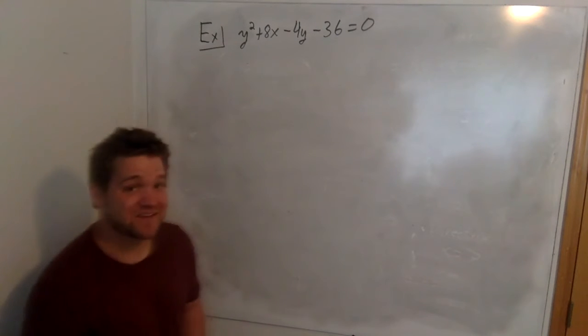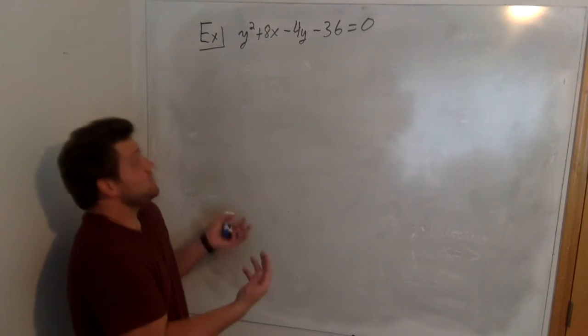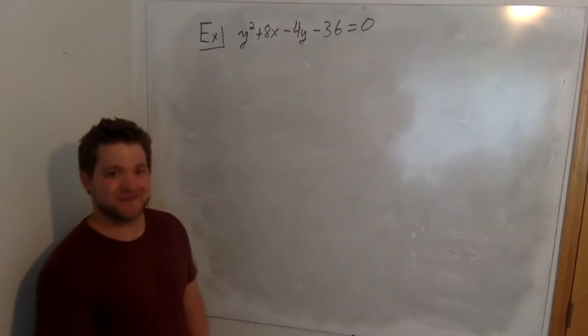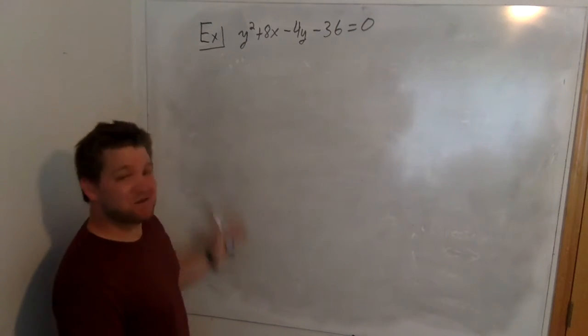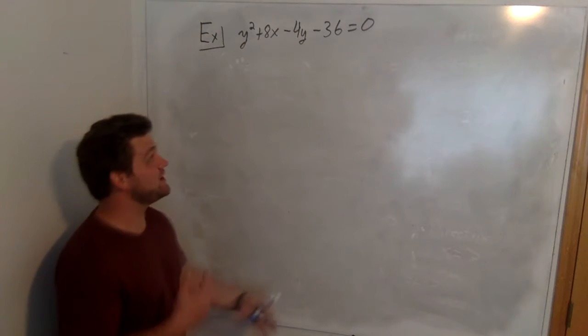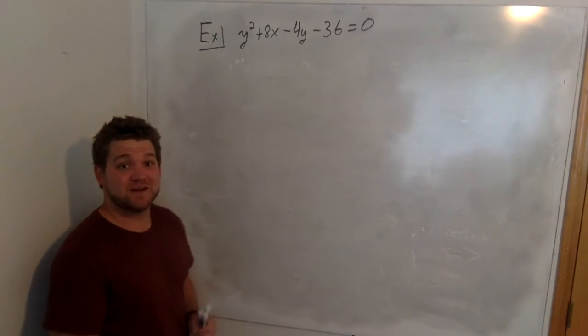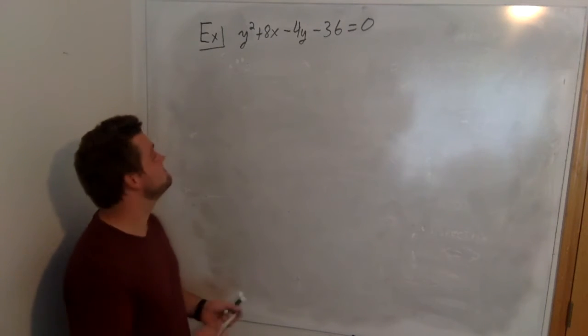Okay, let's do it together. In this example, without doing any work, we could probably already see which conic this has to be. Notice I have a y squared, but there are no x squareds. The only conic that has only an x squared or a y squared is a parabola. So I'm predicting right off the bat that this is going to be a parabola.